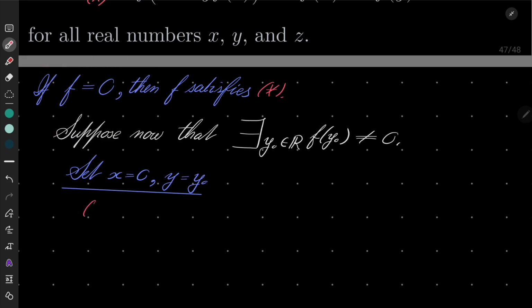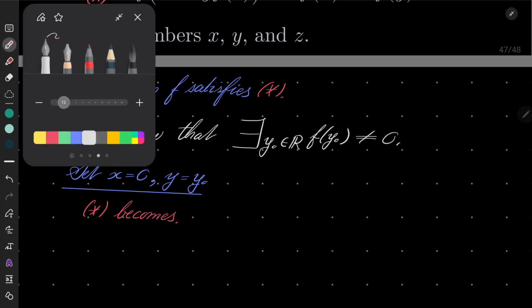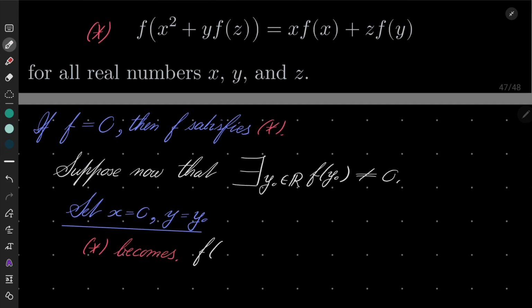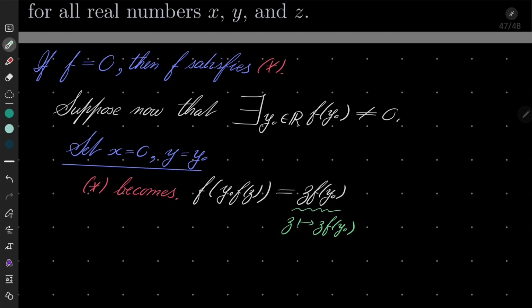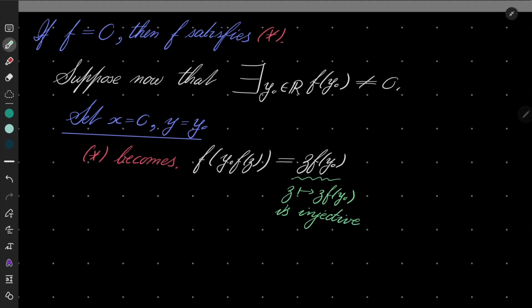And after this substitution, asterisk becomes what exactly? Let's take a look. We have f of y0 f of z equals 0 plus z times f of y0. And notice that the right-hand side, as a function of z, is a linear function which is not constant, so this function is a bijection. But I only need injectivity. So it's injective, and the function on the left-hand side must also be injective.